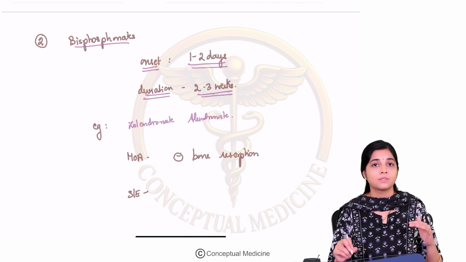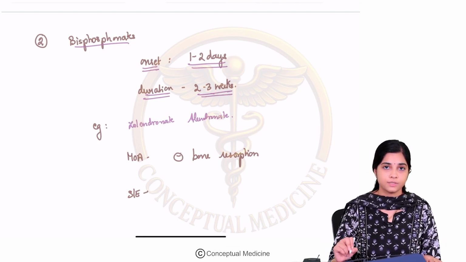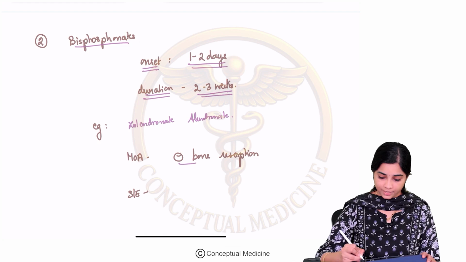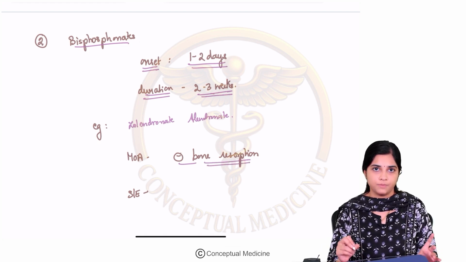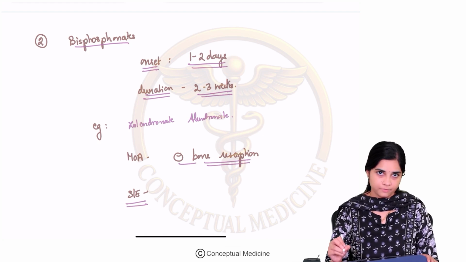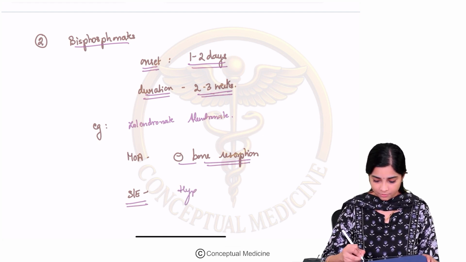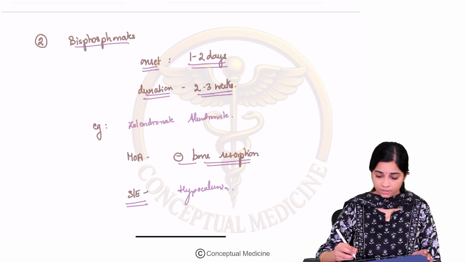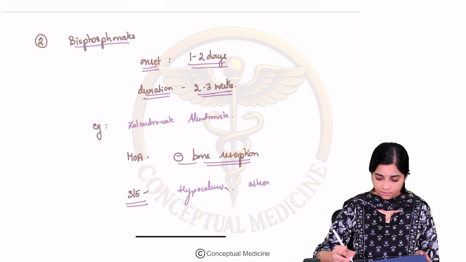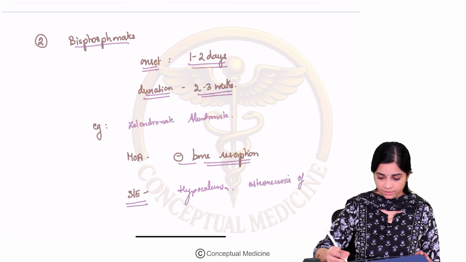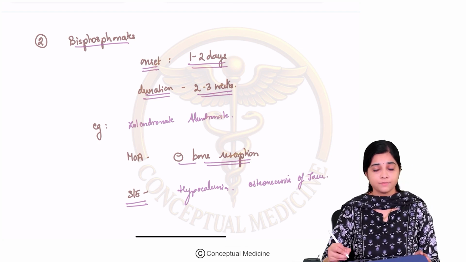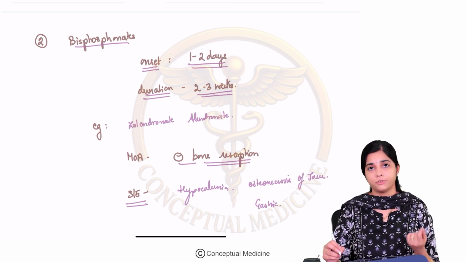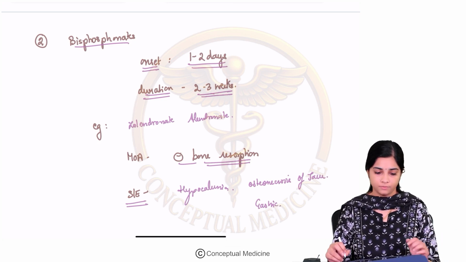So bisphosphonate does not cause a rapid decline in your serum calcium because it has an onset of around 1 to 2 days, but it has a longer duration of action. Its mechanism of action is that it inhibits bone resorption. What are the side effects of bisphosphonates? They can cause hypocalcemia, but not always, especially in this condition. For treatment of hypercalcemia, it's okay. Bisphosphonates can cause osteonecrosis of the jaw. They also have a lot of gastric side effects, so you should be careful. This is predominantly for your oral preparation. For your IV, it is okay.